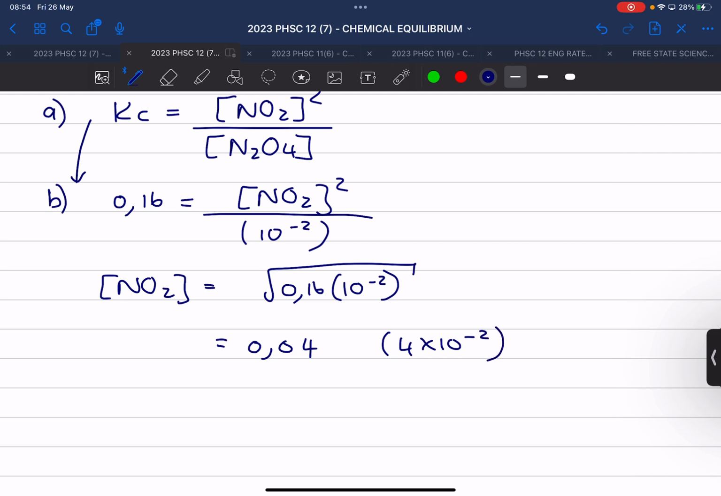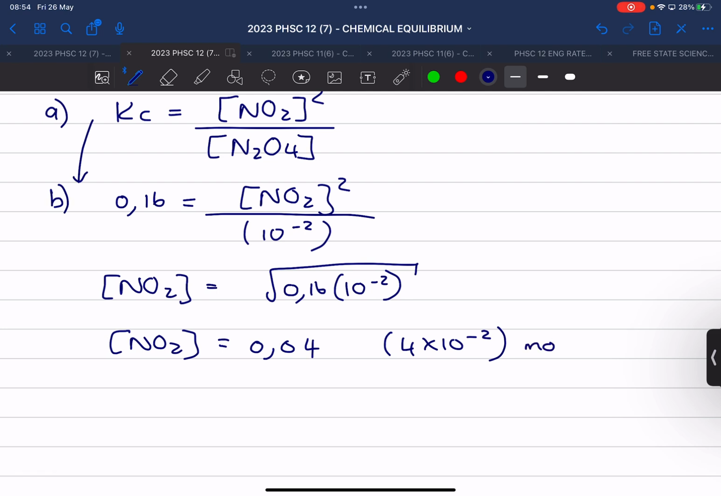And does it have a unit? Yes. What did we calculate? We calculate the concentration of nitrogen dioxide. And that does have a unit. It's moles per decimeter cubed.